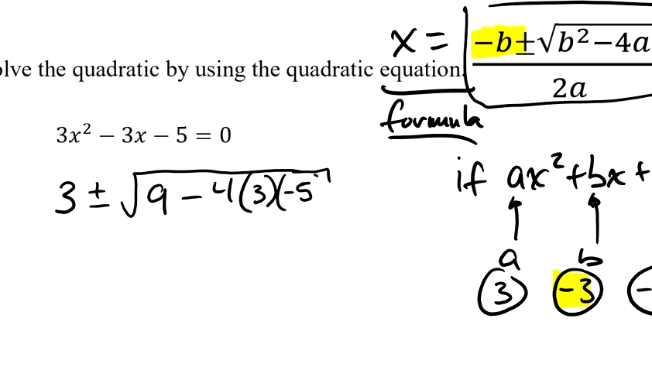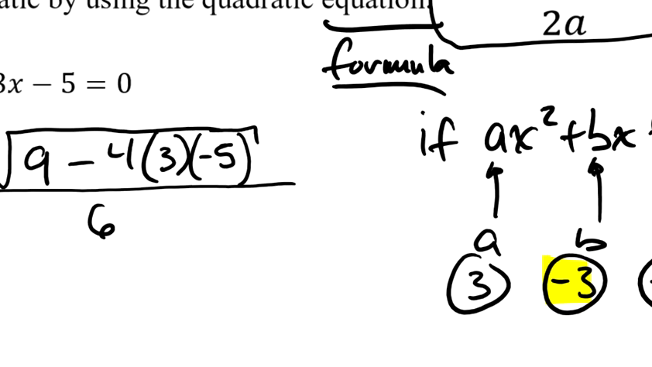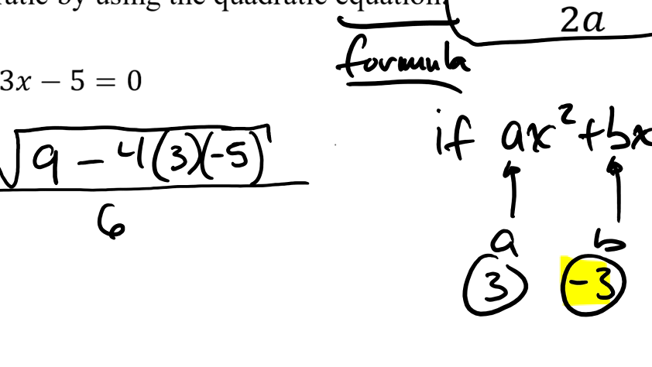So I have inside of the parentheses something, and down below I'm going to write 2 times 3. I'll just go ahead and write that as 6. That's 2a. Okay, so if I simplify this a bit, I just want to particularly focus on the root part. This is going to be 9 plus, let's see, 4 times 3 is negative 12, and I believe negative 12 times 5 is 60. So what I've got here is a positive 60, right, because I've got a negative 4 and I'm multiplying that by a negative 5. So this is 60.